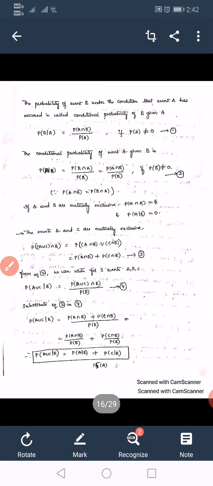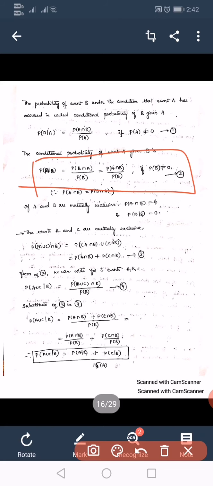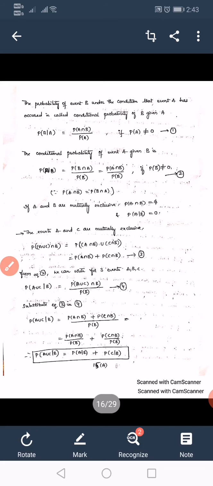Next, the conditional probability of event A given event B is P of A given B equal to P of A intersection B by P of B, and the denominator term P of B is not equal to 0. If P of B is equal to 0, it doesn't make any sense. If A and B are mutually exclusive, then A intersection B is equal to 0. 0 means null set, so it is represented by phi. And next, P of A given B is equal to 0.